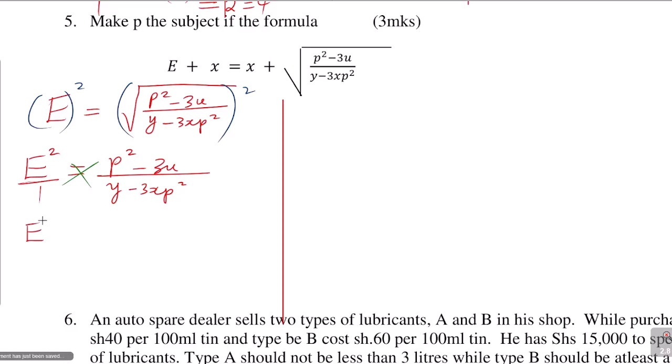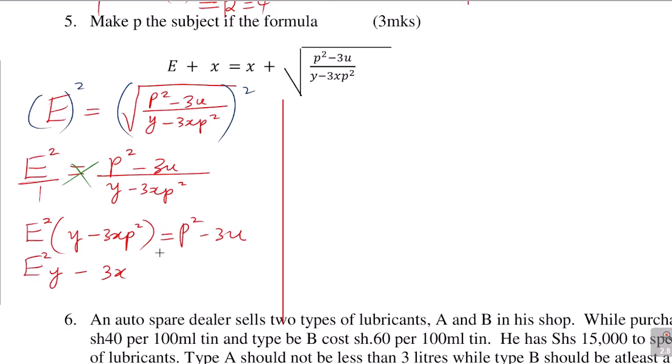So we have e squared multiplied by (y minus 3x p squared) is equal to 1 multiplied by that, you get p squared minus 3u. So open this bracket, you get e squared y minus 3x. There will be an e there. So e squared, 3x, or let me reorganize this one like this. You will have 3 e squared x p squared is equal to p squared minus 3u.